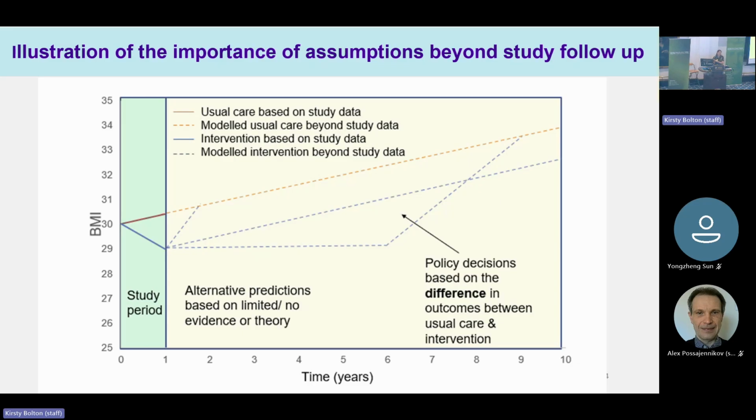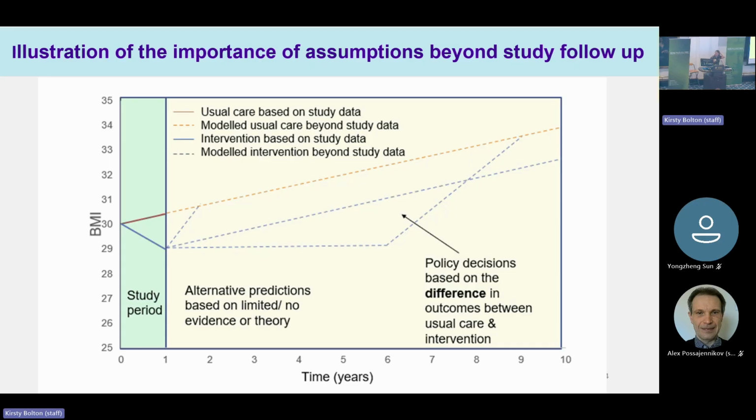This is a simplified example because sometimes we might be looking at 3 different interventions that we're comparing with usual care. But in this case, I'm just saying that there's one. Having more than one adds more uncertainty and difficulty. And what we tend to do after the study period is make some alternative predictions, which are typically based on limited or no evidence or theory.